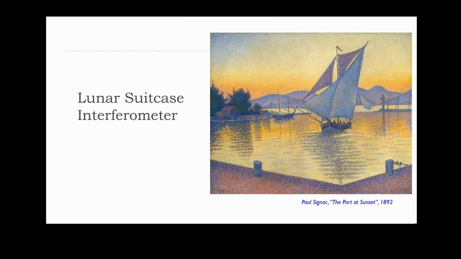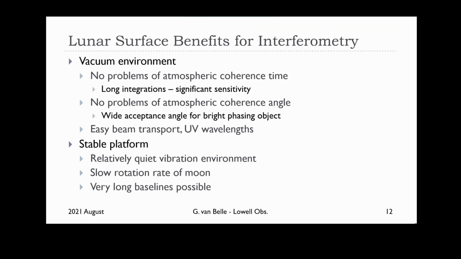And so, next slide. The idea that we have here is there are surface benefits for interferometry. Namely, there is a vacuum environment. There's no problems with an atmospheric coherence time of moving things around fast for you. In fact, there's also no problems if you want to look at a bright object to phase your interferometer next to a faint object. You actually have a very wide angle over which you can do this. In fact, it's really limited by optomechanical considerations rather than the atmosphere. The Earth's atmosphere limits this technique to about an arc second on the sky.